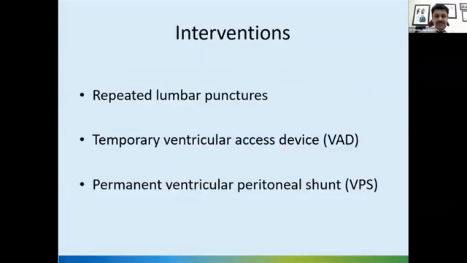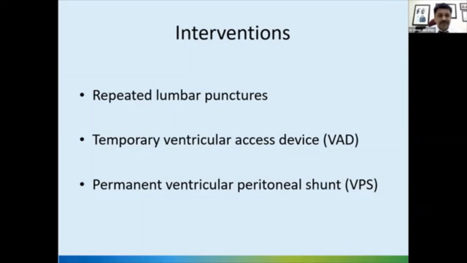So what are the interventions? The interventions start at the initial stage as the ventricular index crosses the threshold, which we will discuss in a minute, whether it is the 97th centile or 97th plus 4 millimeters: repeated lumbar punctures. The standard initial CSF we usually take is around 10 ml per kg, but it depends on the clinical stability of the child and the procedure. But 10 ml per kg is a reasonable amount of CSF to be drained in a lumbar puncture.